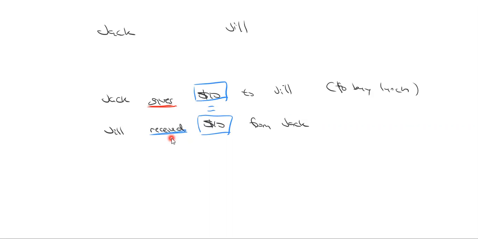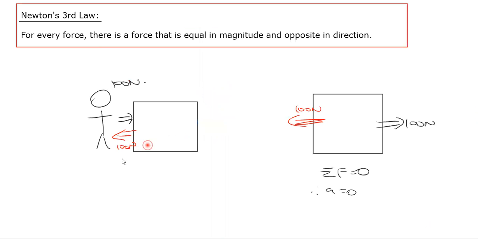If Jack gives $10 to Jill, then there are two ways to think about it. Jack gave, Jill received, right? And that means Jack would have lost $10, but Jill would have gained $10. And so no matter how much Jack lost, Jill must have got the same amount, yes? All right. So that's one thing that many students get wrong.